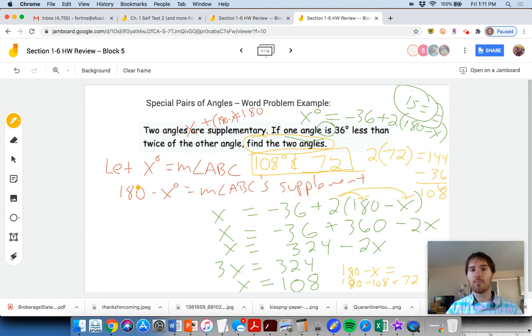So to recap, for problems like these, the first step is to define your variables. Let x represent one of the variables used in the problem. The other thing you need to write a representation for, in addition to one of the angles, is its supplement, so 180 minus x. If your problem talks about complementary angles, then it's 90 minus whatever the measurement of the original angle is, so 90 minus x. So you can define that, and you're good to go.